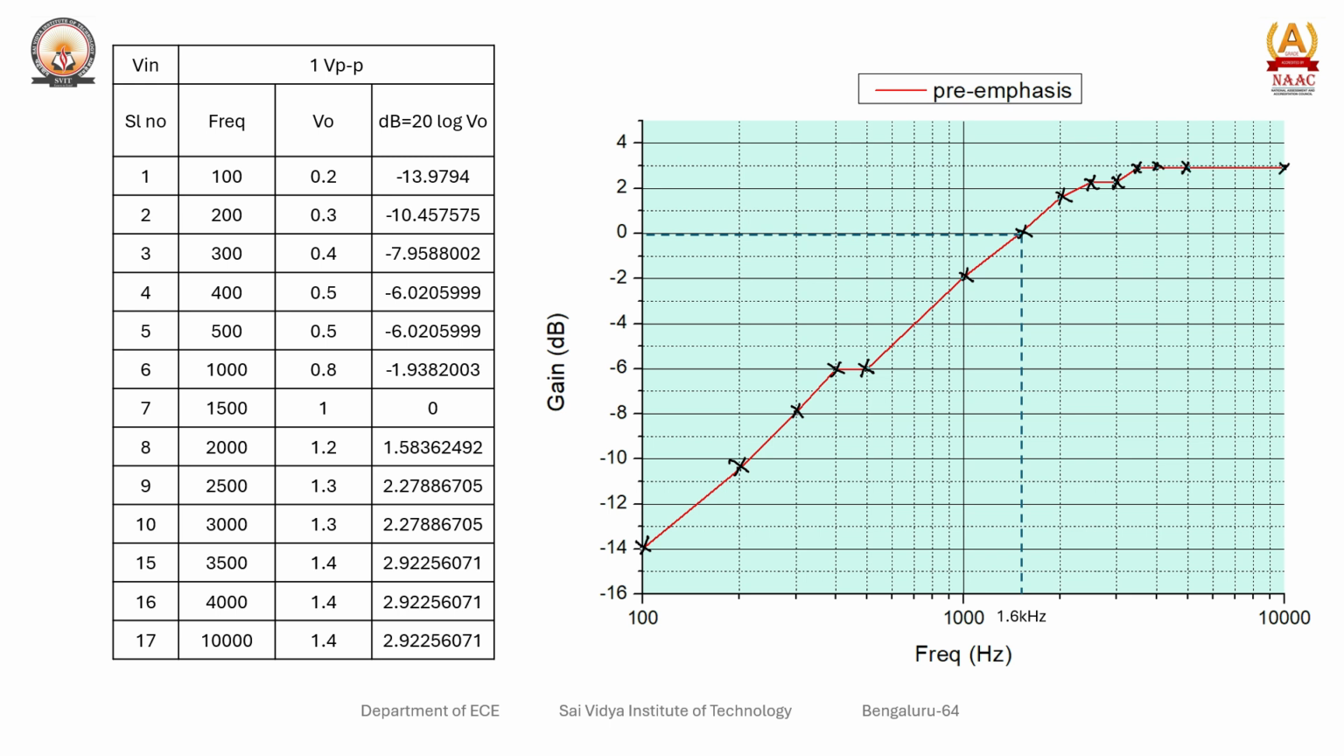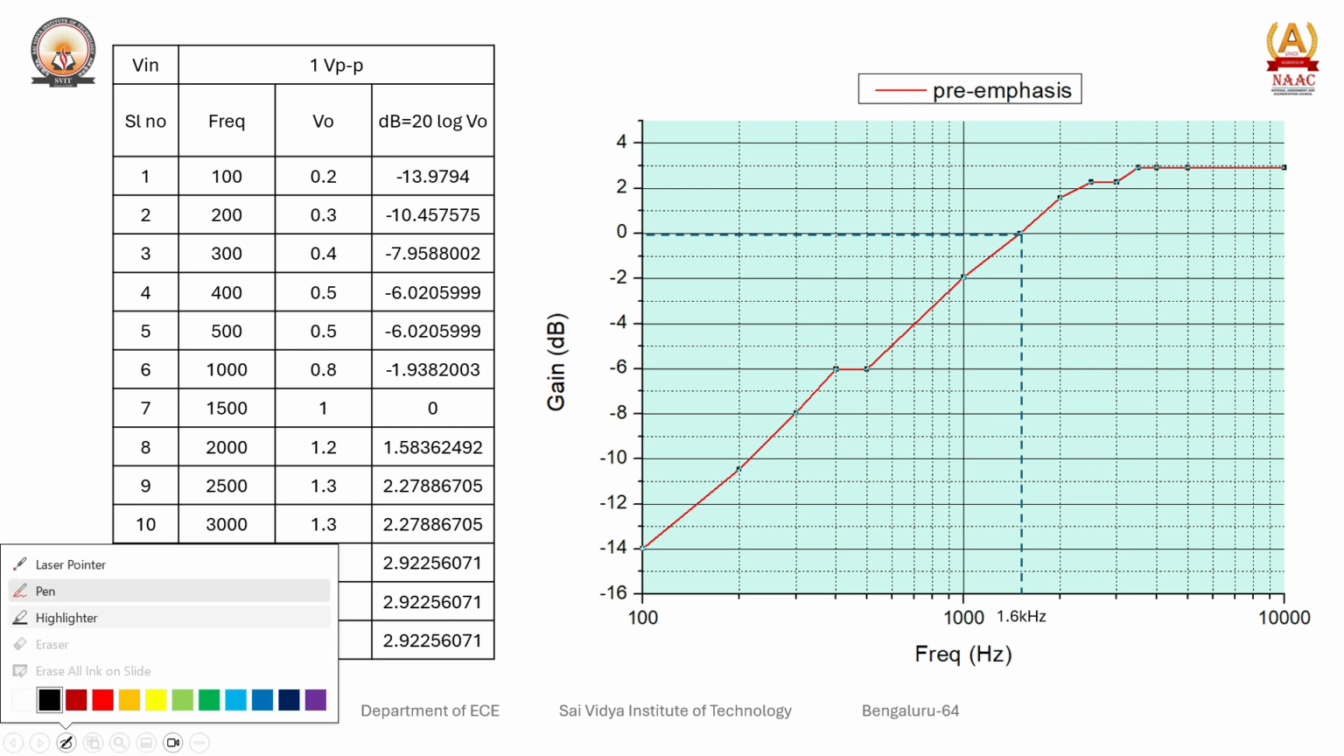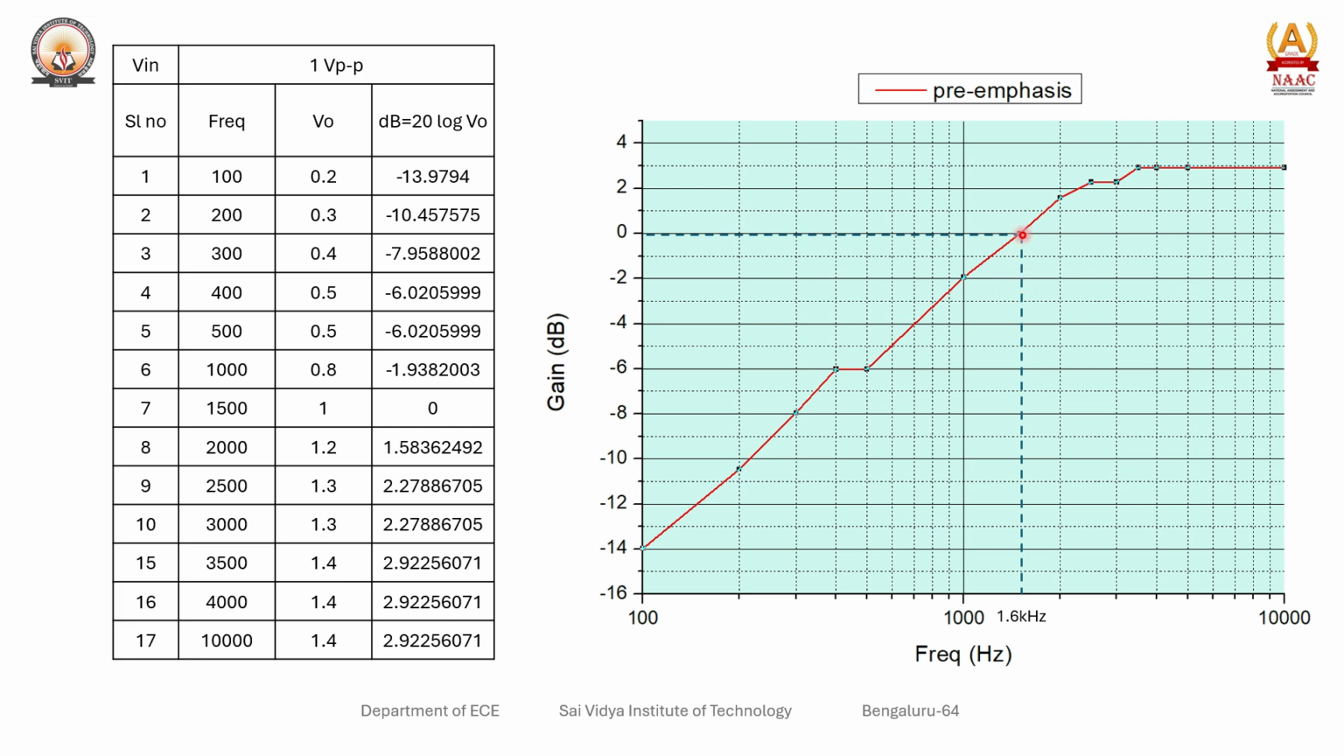Now you join the points in order to get a smooth curve like this. Once you get the smooth curve, the next very important point is to obtain the cutoff frequency. So how to obtain the cutoff frequency? We have to identify the 3 decibel point. This is the maximum value we got. From the maximum value, calculate minus 3 dB.